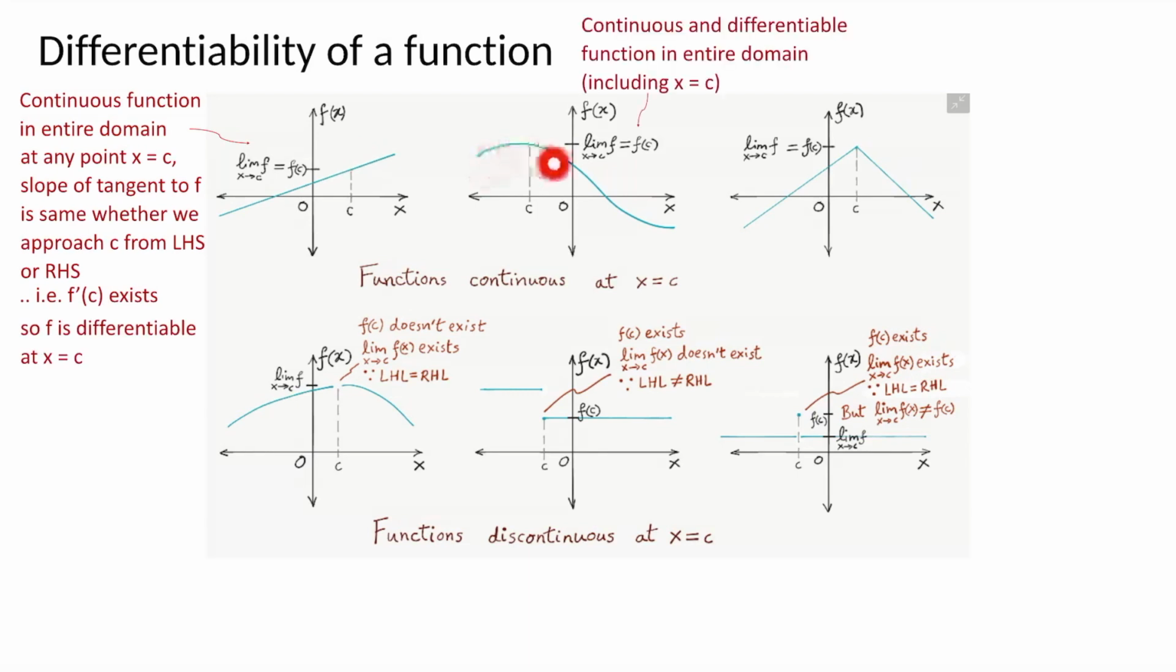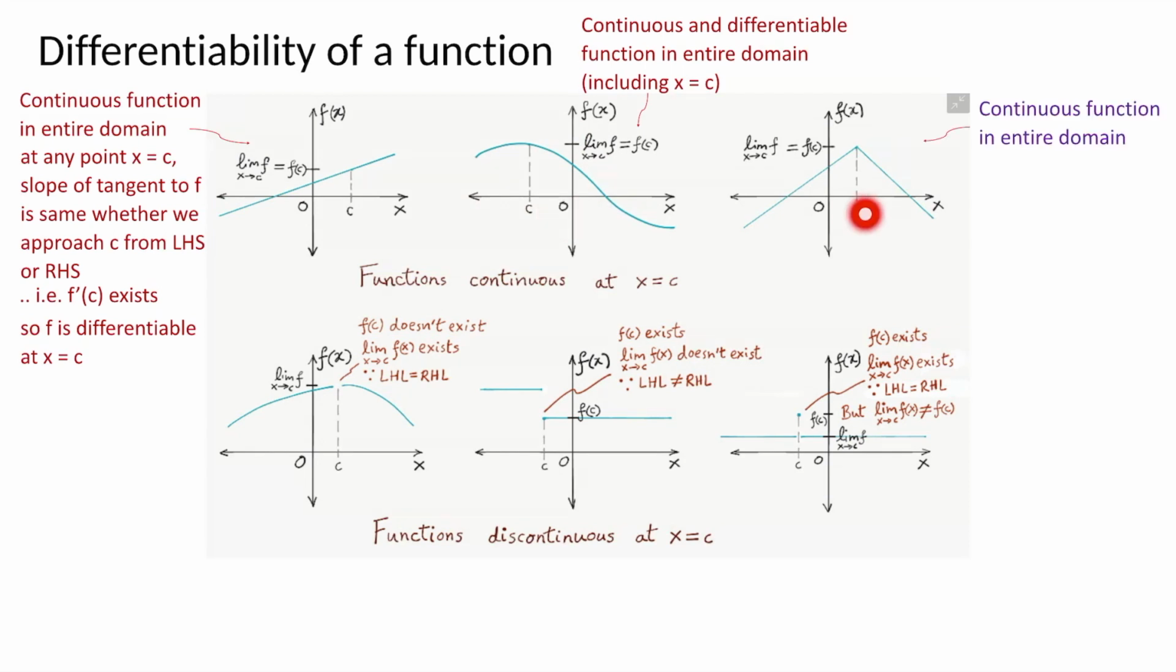The same happens here with the top middle function. You take any random point C, you approach C from the left hand side and from the right hand side, and try to visualize the slope of the tangent to the curve. You see that you will get a unique tangent, which means that f prime x, the derivative, approaches a common value. The limit of the derivative exists. It has a unique value as x approaches C from the left hand side and from the right hand side.